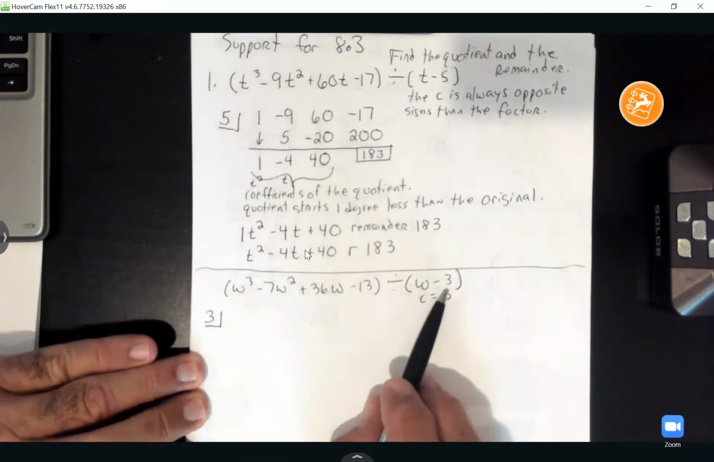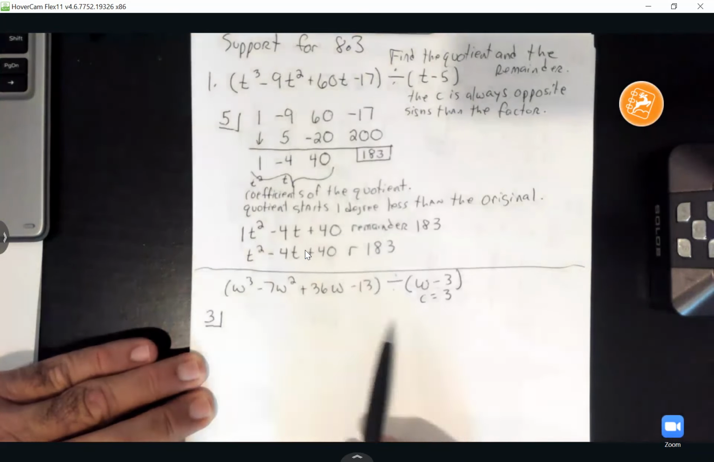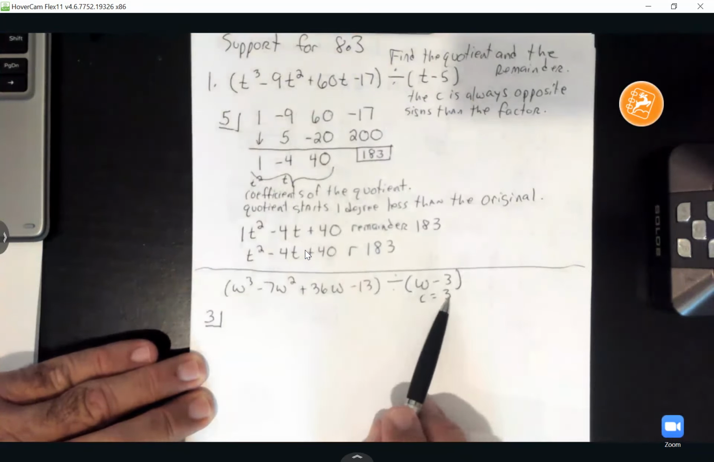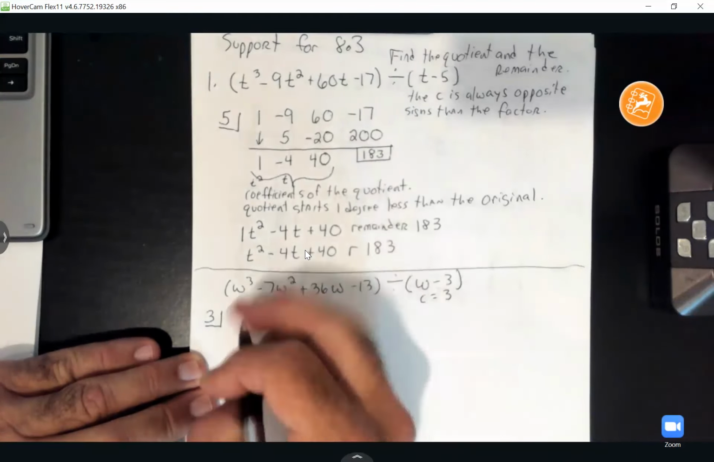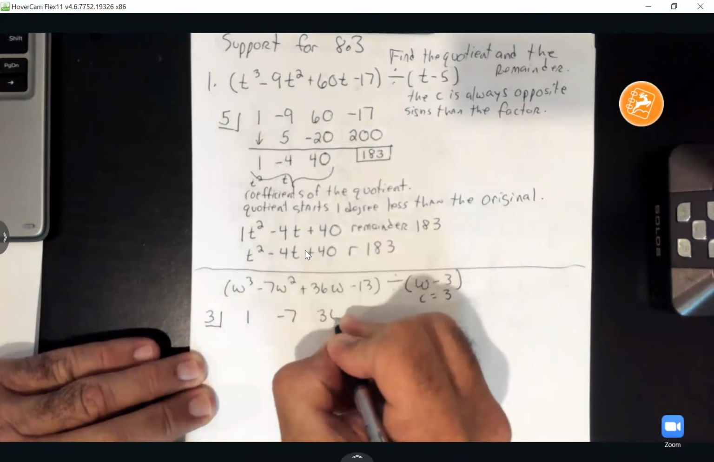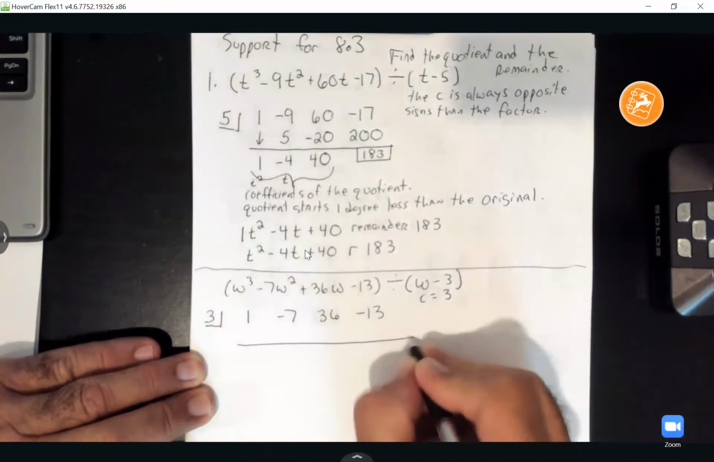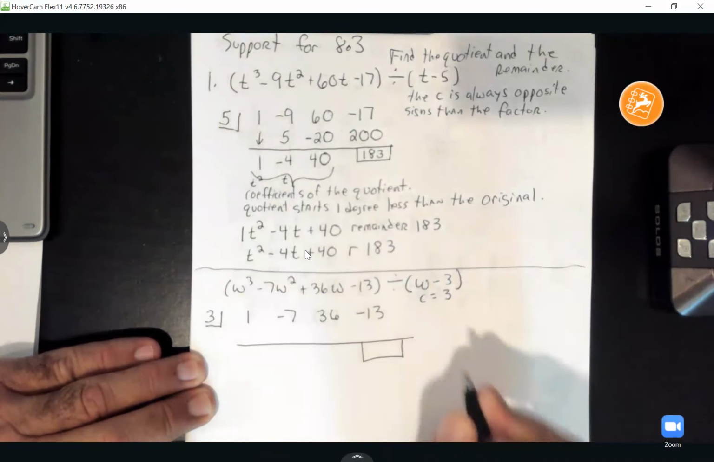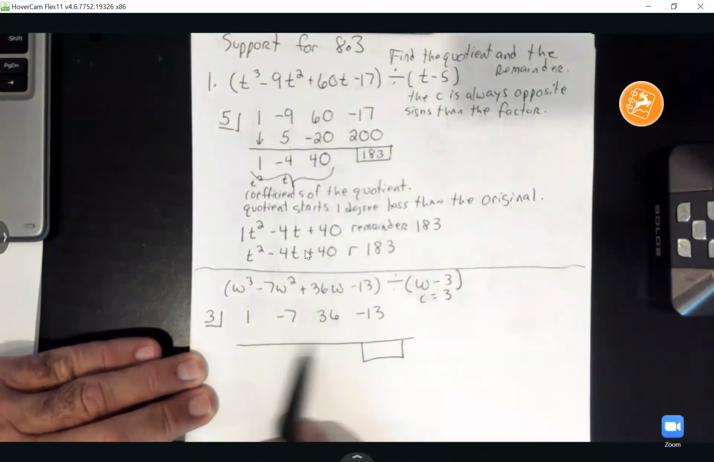Okay. So the one I had up here, my T minus 5, I made that a +5. So this was a W minus 3, so I made that a +3. Now write your numbers. 1, -7, 36, and -13. All right, so my remainder will be over here. My quotient will be these numbers I get here.